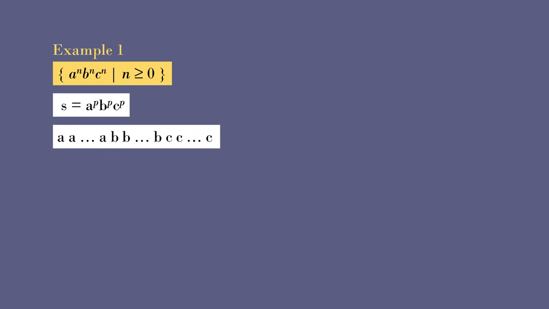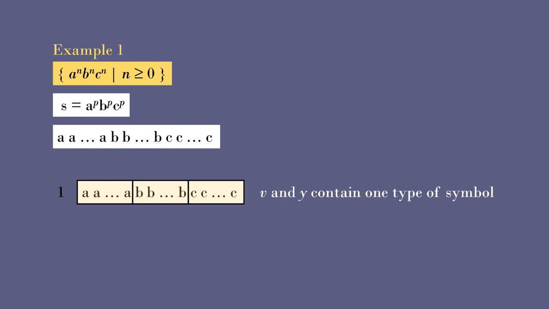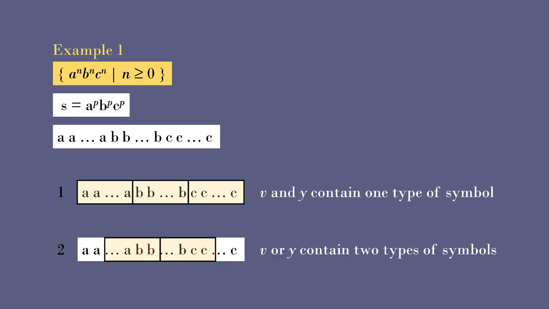These five possibilities can be grouped into two cases. Case 1, when both v and y contain only one type of alphabet symbol, either only A's, or B's, or C's. Then pumping up once will result in a string with more symbols of one kind, and that is not in the language. And case 2, when v or y contain two types of symbols, then pumping up once will result in a string that has incorrect ordering of A's, B's, and C's.